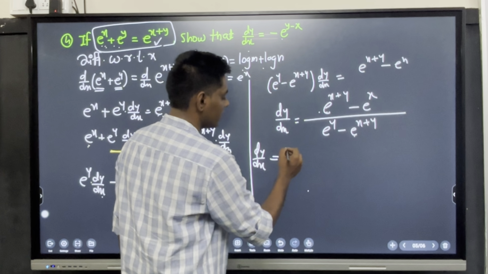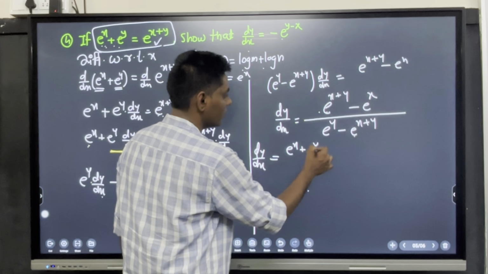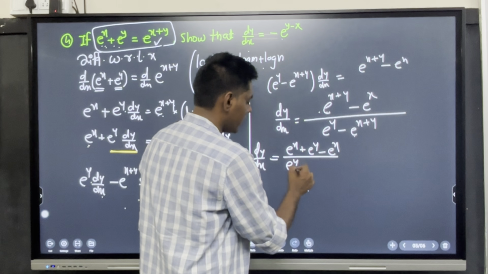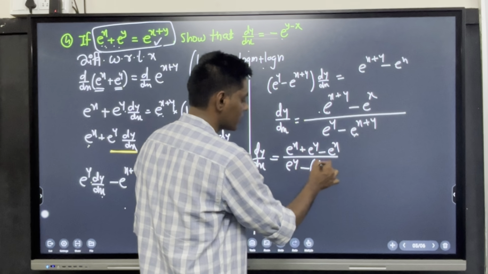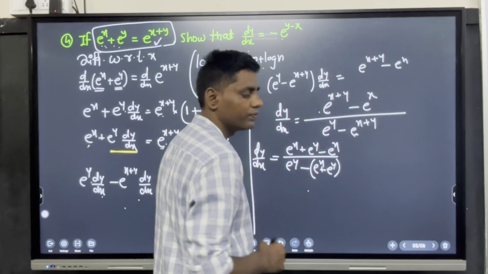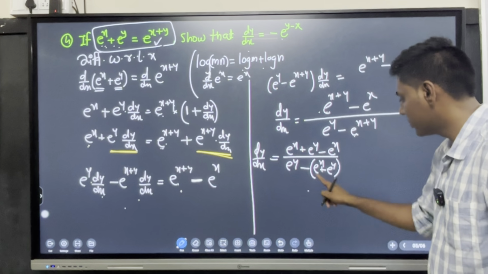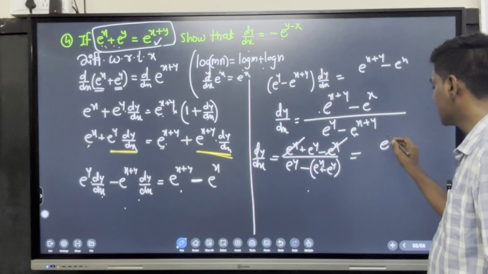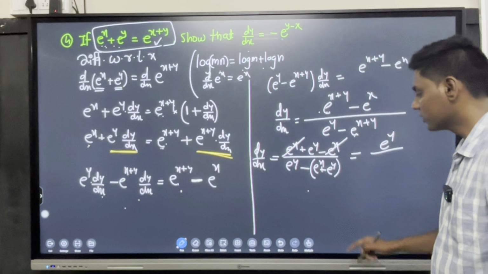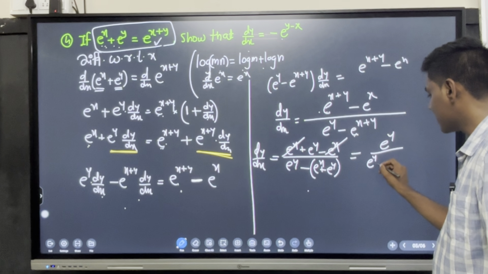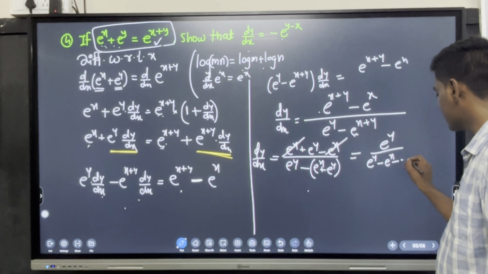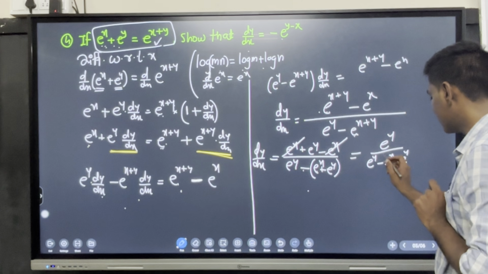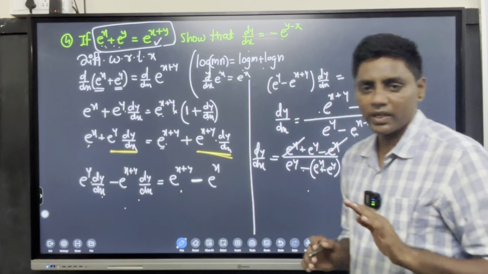So put the value of this, that is e raised to x plus e raised to y minus e raised to x, divided by e raised to y minus, what is the answer of this? e raised to x plus e raised to y. So on the denominator, make the bracket expansion. Before that, we observe the plus and negative get cancelled. Only e raised to y remains at the numerator, and in the denominator, when the bracket expansion is there, plus becomes minus and plus becomes minus. So apply the minus sign to both terms. So after applying, e raised to y gets cancelled.